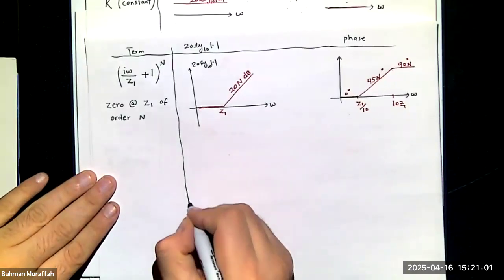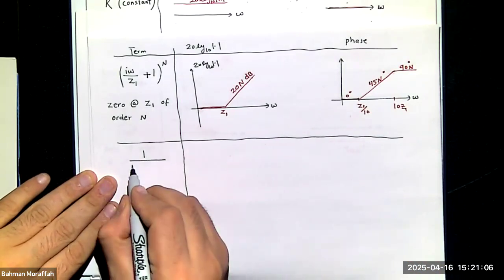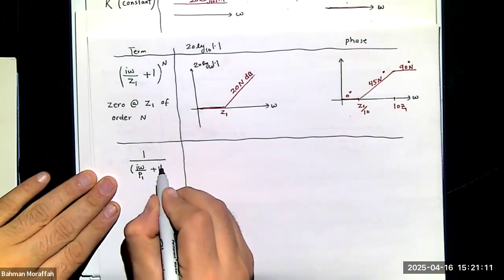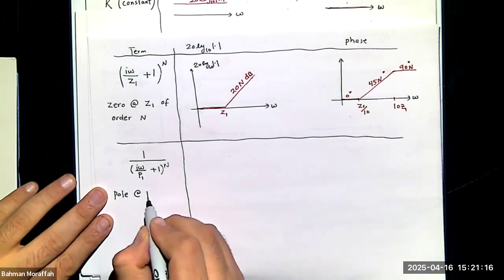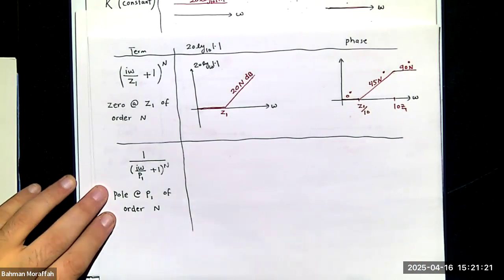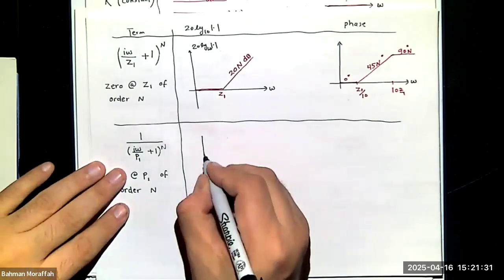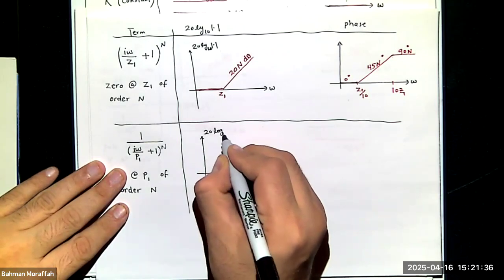Again, I can do the same thing for the pole. So if I have 1 over i omega over p1 plus 1 to the power of n, what I know is that I have a pole at p1 of order n, right? As soon as I'm talking about a pole, I know I have to go down, right? So if I go down, this is what I get.